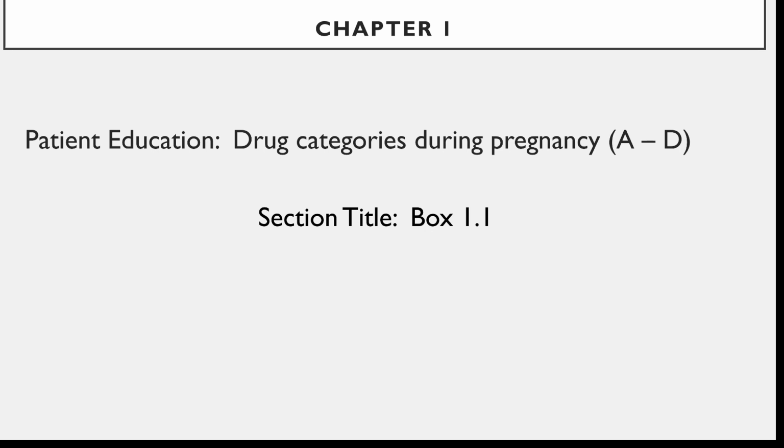Now, there are always special categories and information that's necessary, and again is part of your patient education responsibility, and this includes the drug categories during pregnancy. So obviously you're not going to be giving this information to an elderly patient, but if your patient is pregnant or is of childbearing age and is taking the drug, this might be important information to you to consider. There are various drug categories that are addressed in box 1.1 in chapter 1.